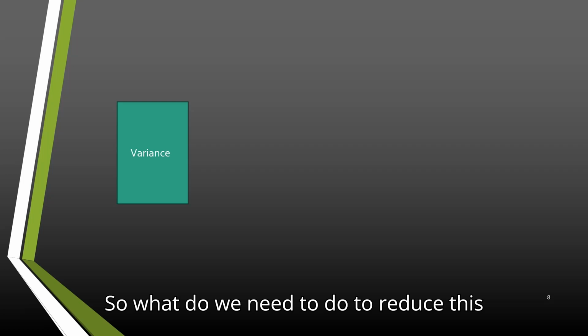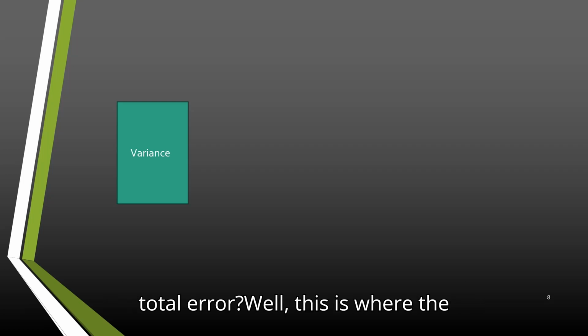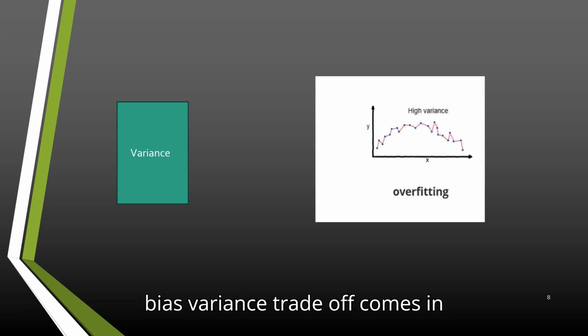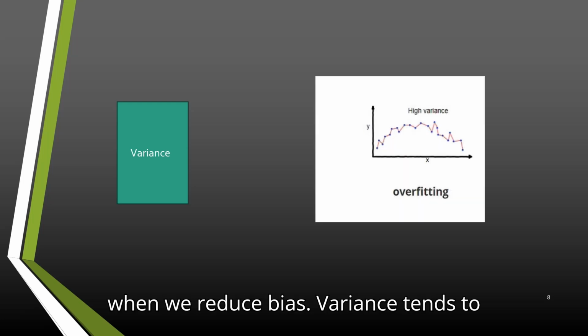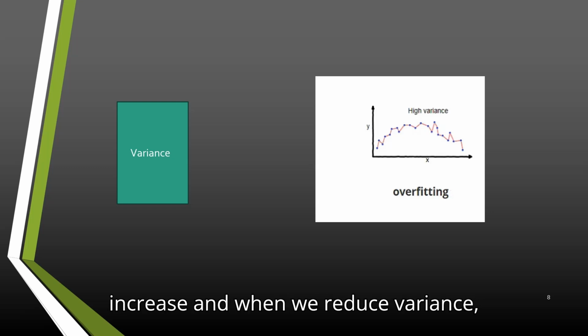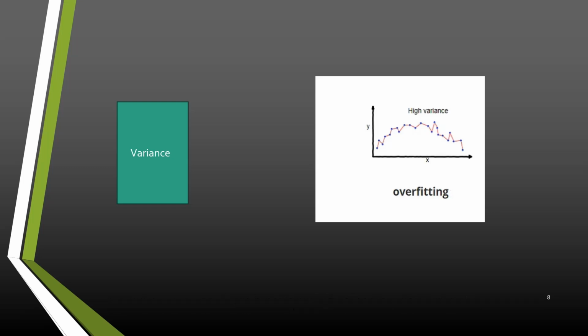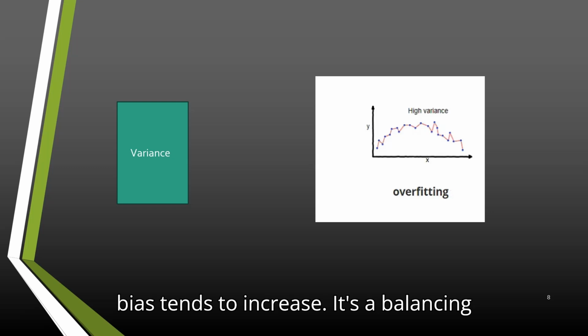So what do we need to do to reduce this total error? Well, this is where the bias variance trade-off comes in. When we reduce bias, variance tends to increase. And when we reduce variance, bias tends to increase. It's a balancing act.